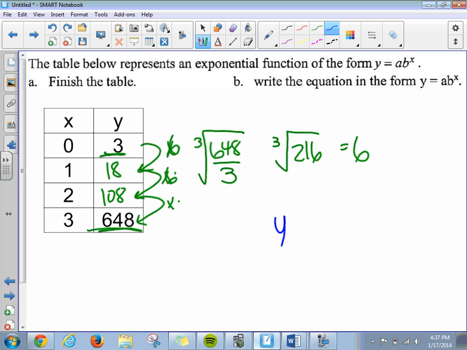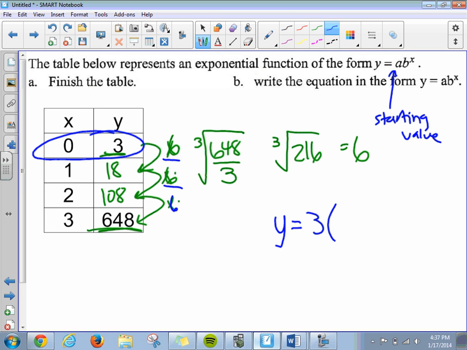So we're trying to figure out what y is equal to. We need our a, which represents our starting value, which we know happens when our x is 0. So our starting value is 3 times what is our multiplier? What's that thing that makes it change or go up by every time? Which we find out to be 6. And then to whatever power we need to raise it to. So our equation is going to be y equals 3 times 6 to the x.